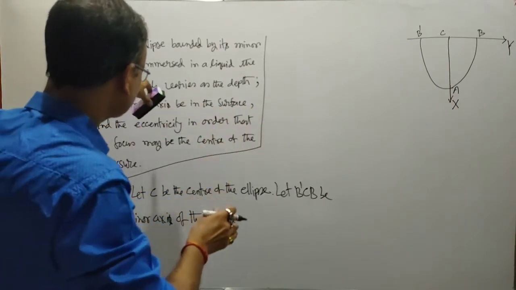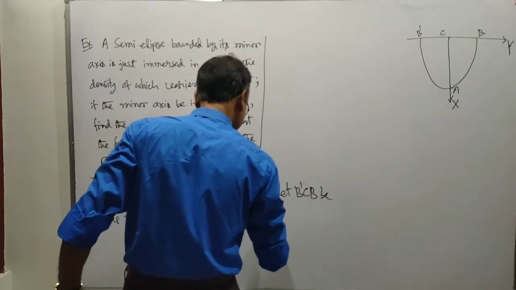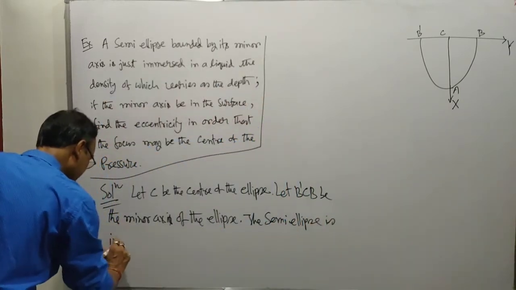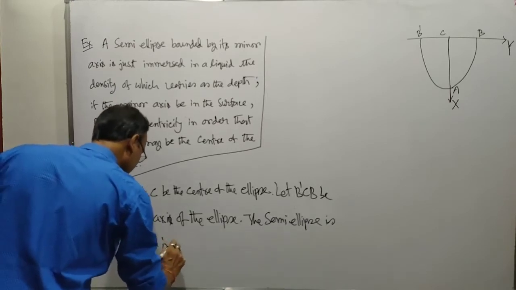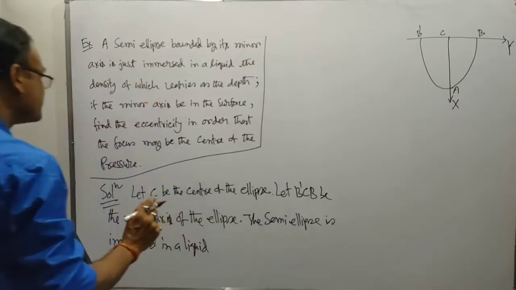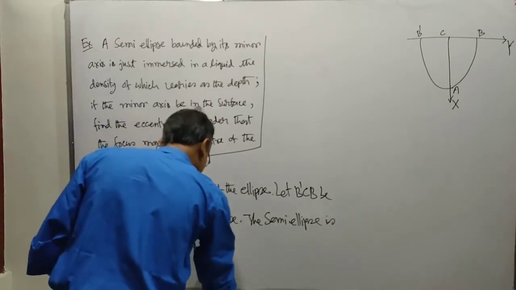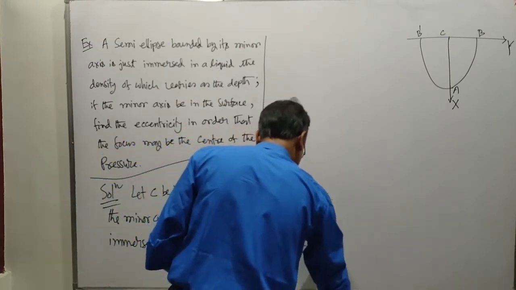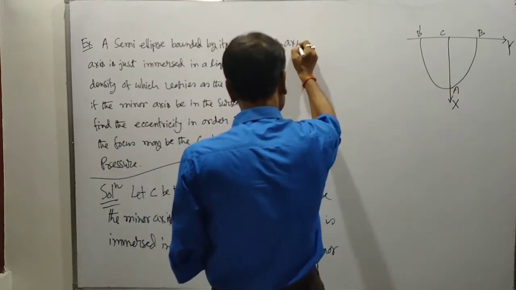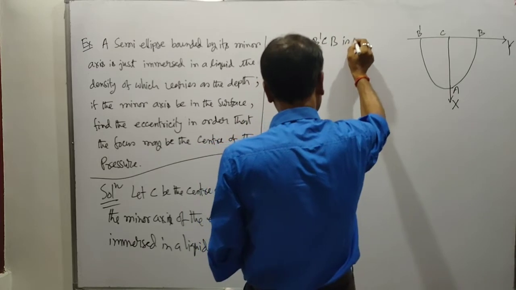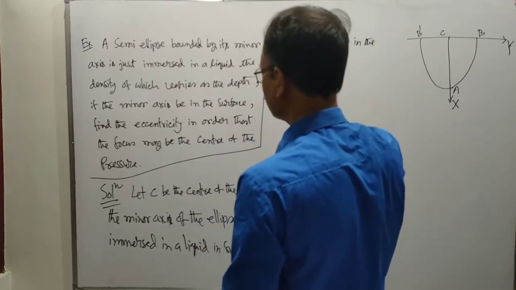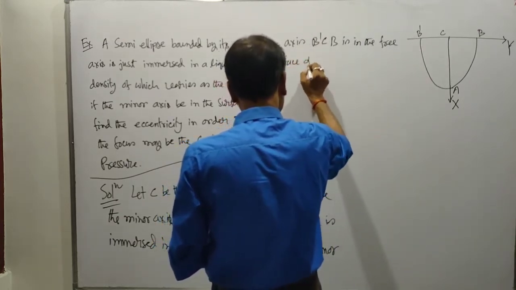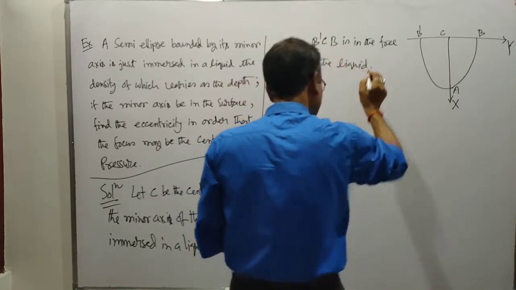The semi-ellipse is immersed in a liquid in such a way that the minor axis B dash CB is in the free surface or effective surface of the liquid. Free surface of the liquid.